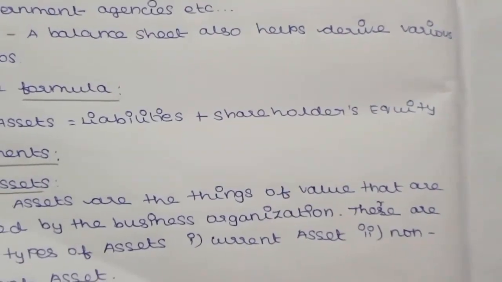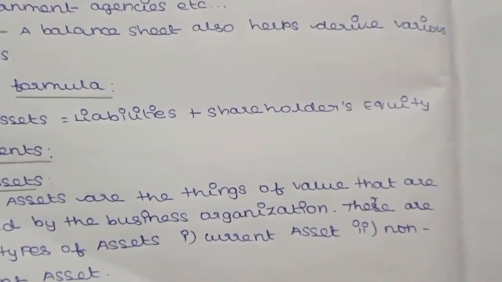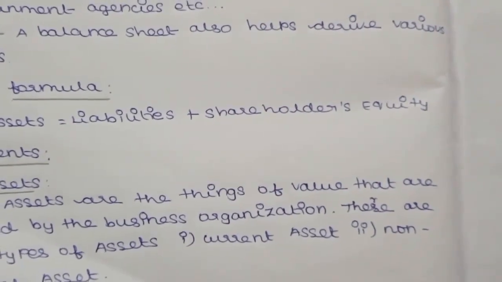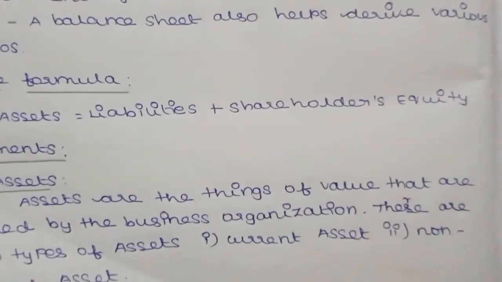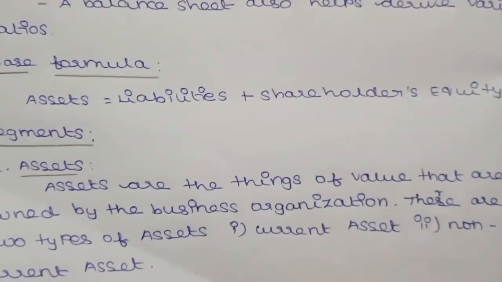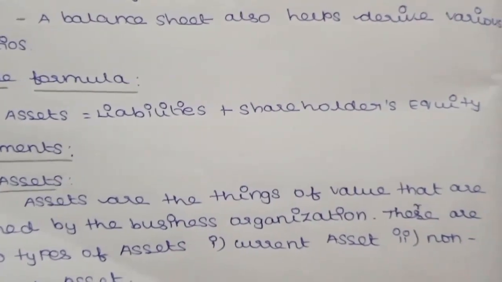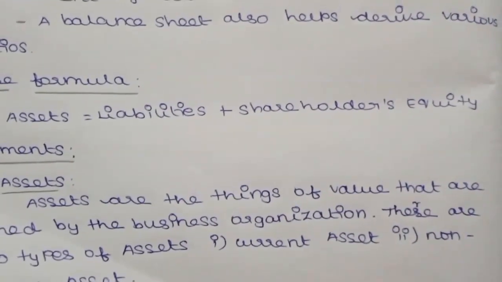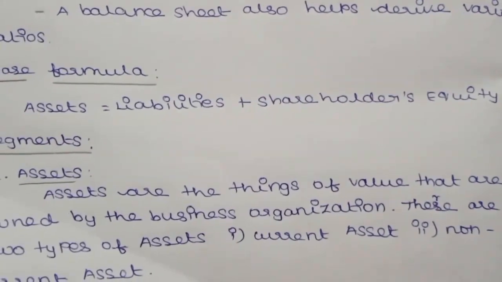Let's see the segments. First, assets. Assets are the things of value that are owned by the business organization. There are two types of assets. First one is current asset. Current asset means which can be converted into cash in a year or less. And second type is non-current asset, which can be converted to cash in more than a year.